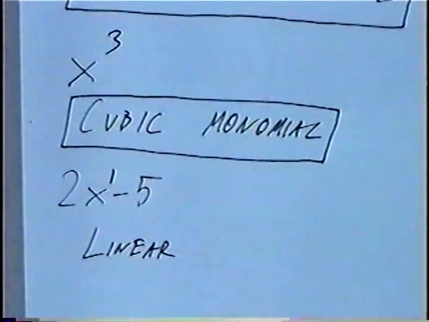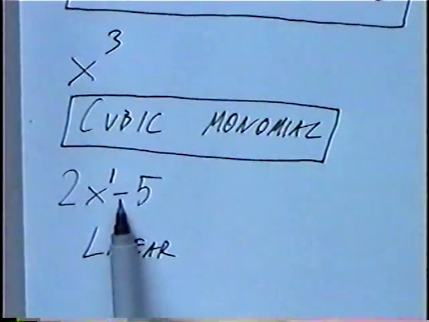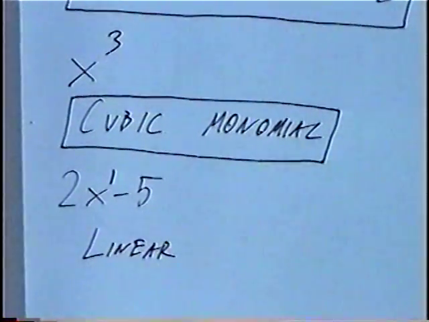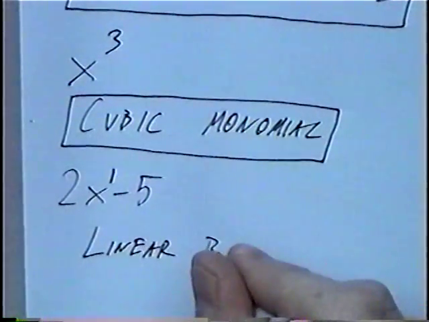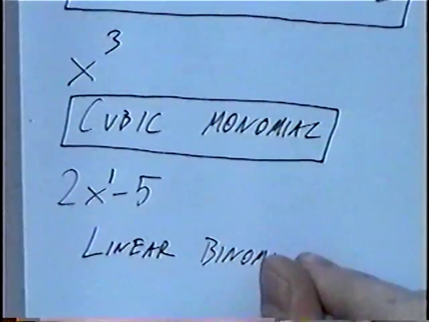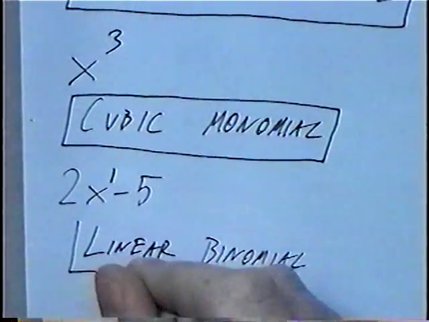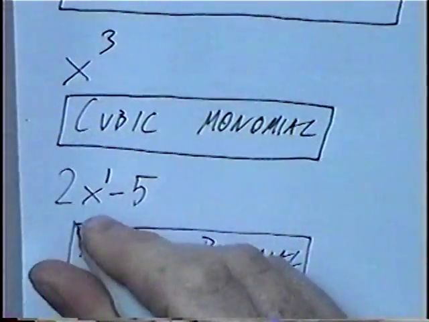And for the number of terms, each term again is separated by either a plus or minus sign. So in this expression, we have 2 terms. 2 terms would be a binomial. So 2x minus 5, when classified, is a linear binomial.